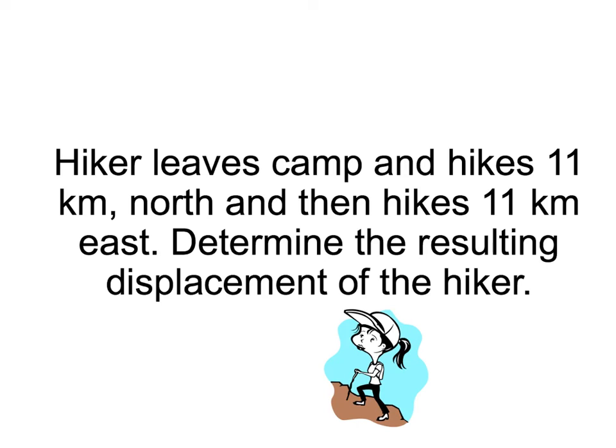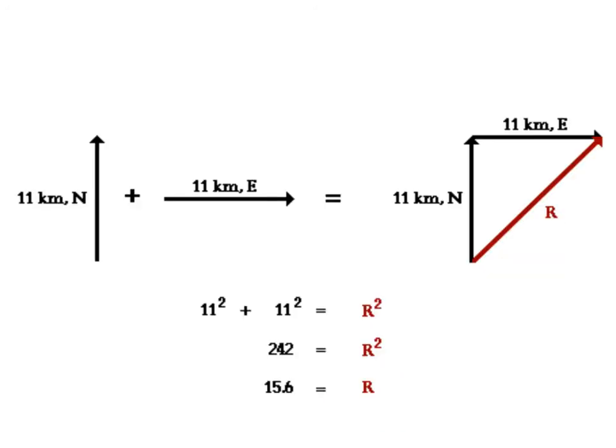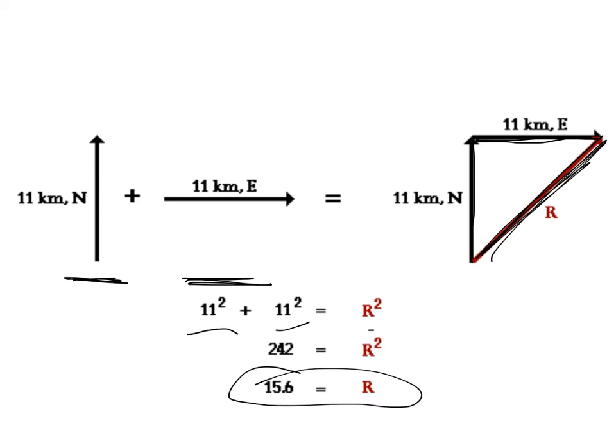A hiker leaves the camp and hikes 11 kilometers north and then hikes 11 kilometers east. Determine the resulting displacement of the hiker. So our first vector is 11 kilometers north. Our second is 11 kilometers east. So if we put these two lines together, we have 11 kilometers and 11 kilometers. Now we need to find out what the resultant vector is. So 11 squared plus 11 squared equals r squared, which gives us 15.6. That should be kilometers.